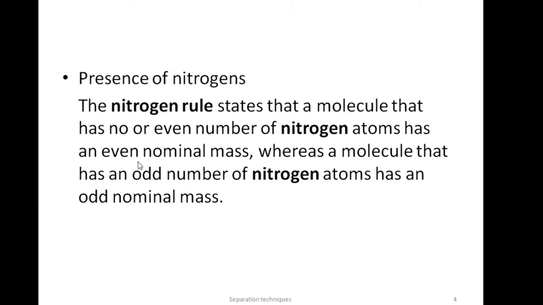If the molecular weight is even, it indicates that you have an even number of nitrogen atoms or no nitrogen atoms. If you have an odd molecular weight, then you will have an odd number of nitrogen atoms. This is the nitrogen rule. So based on the nitrogen rule, when we have the molecular weight in hand, we can to one extent predict whether there is nitrogen or not. If there is nitrogen, we can tell whether an odd or even number of nitrogen atoms may be present.